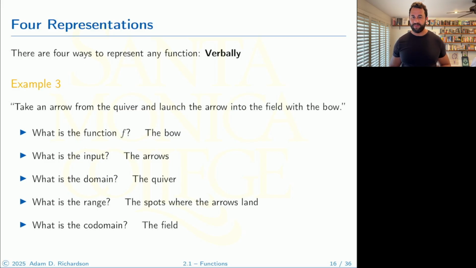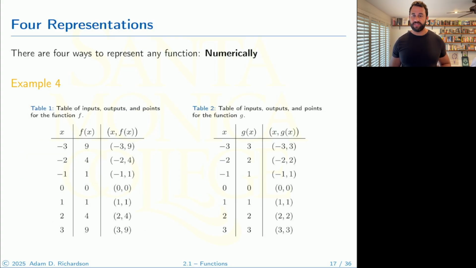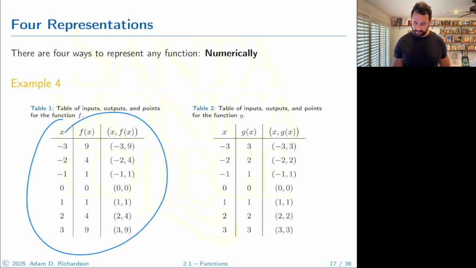So pretty close to what I have on these slides right here. All right, let's look at another representation. Here is a couple of functions represented numerically as a table of values.